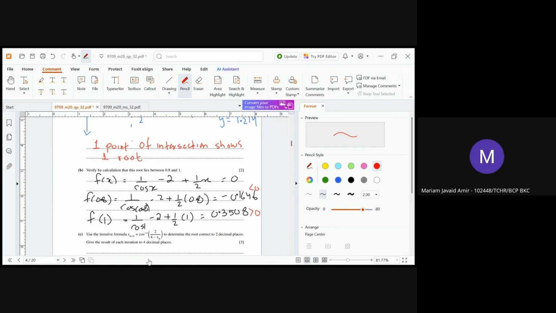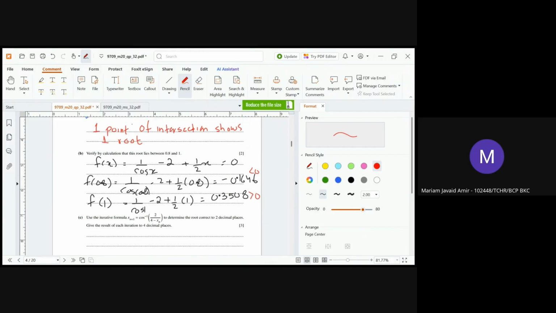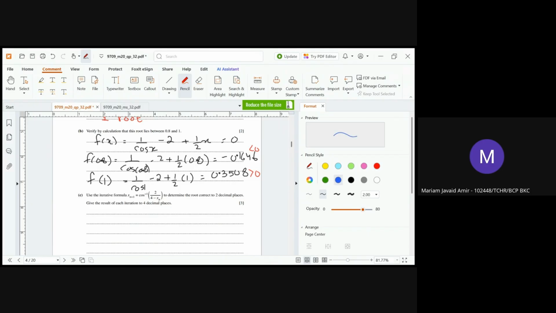Okay, now we must write the concluding statement that change in sign shows that root lies between 0.8 and 1. Let me mention that here. Change in sign shows root lies between 0.8 and 1.